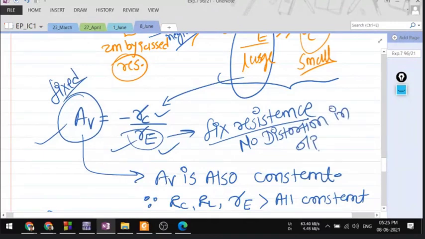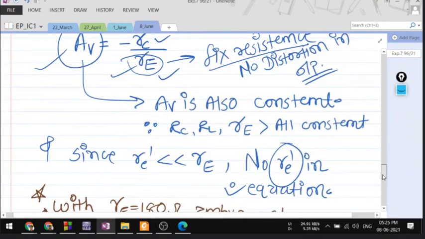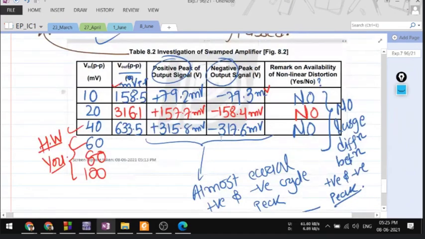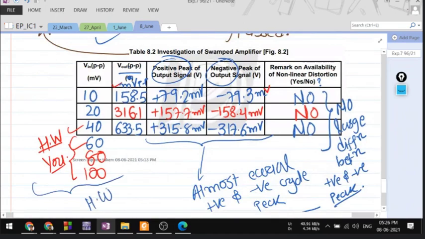So that is the function of the swamp amplifier. Gain is decreasing, but you will not get distortion in the output. You will have almost equal positive and negative cycles. As homework, go with 60 millivolt peak to peak, 80 millivolt peak to peak, and 100 millivolt peak to peak.